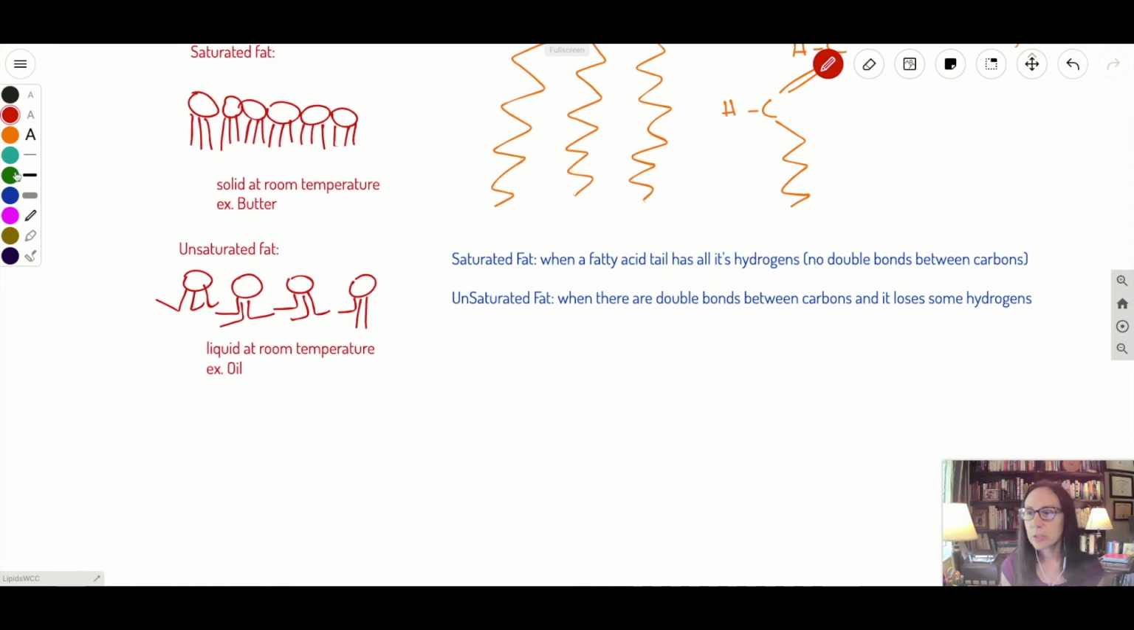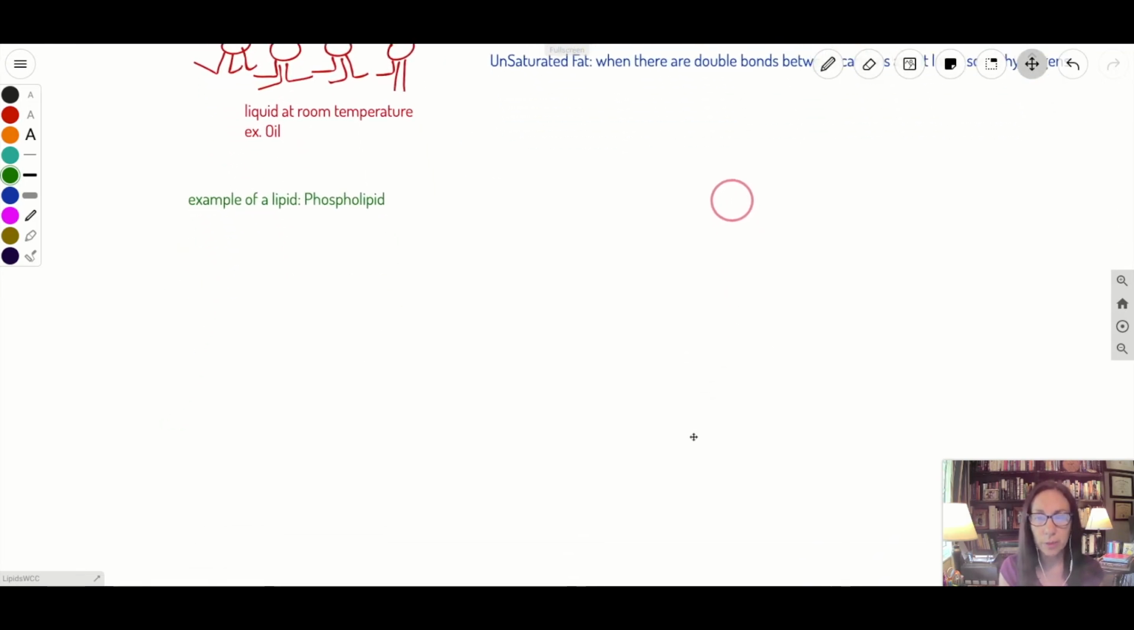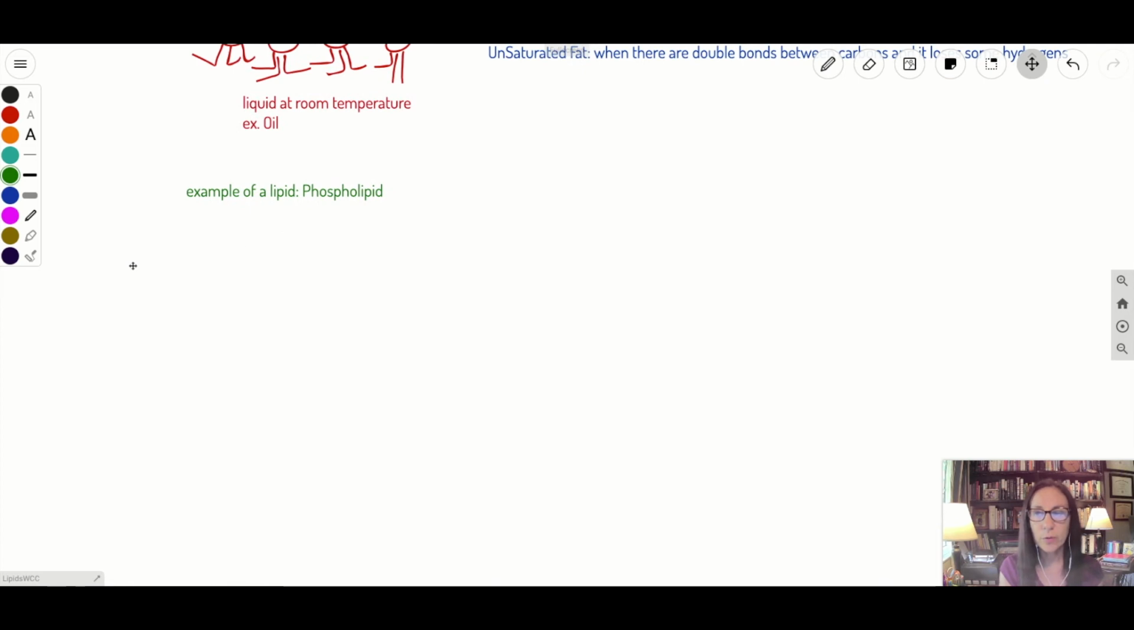I want to introduce one more example. This example of a lipid is an important one for us, because this one is important in biology, and it is called a phospholipid. Let me draw it for you, and then we'll talk about its structure, and then we're going to talk about its function. This is important for biology.